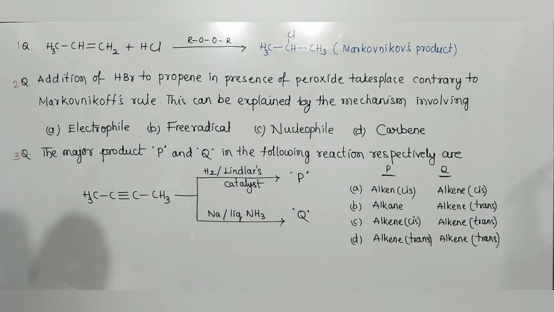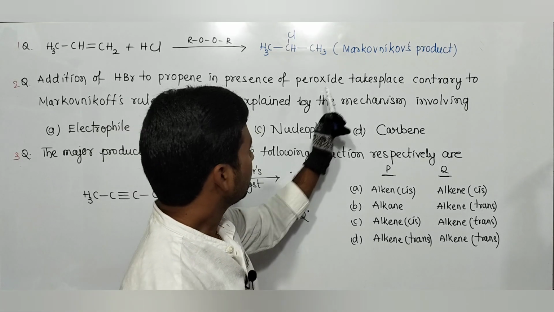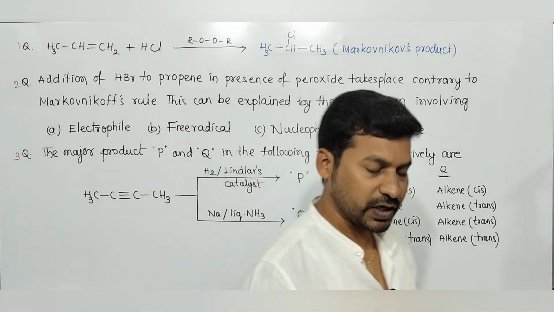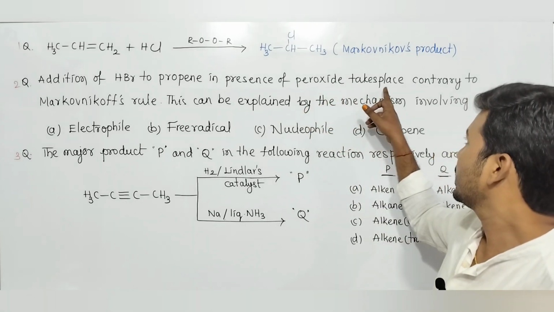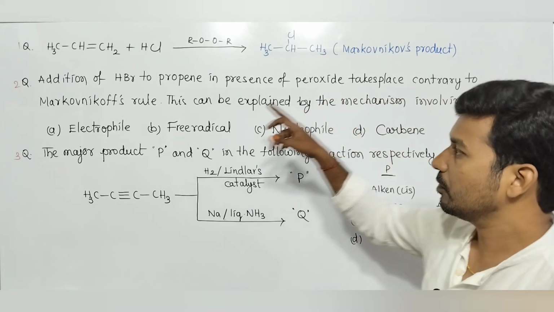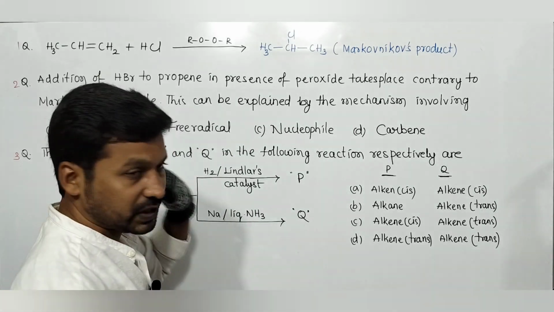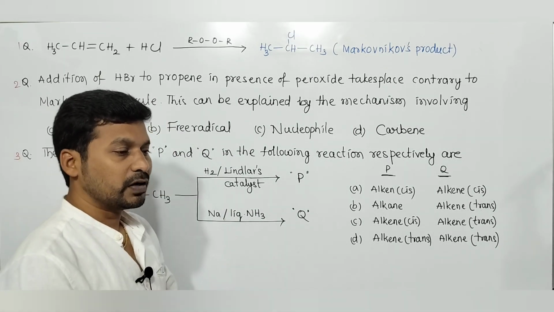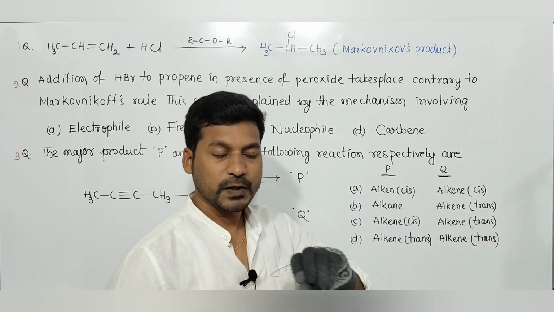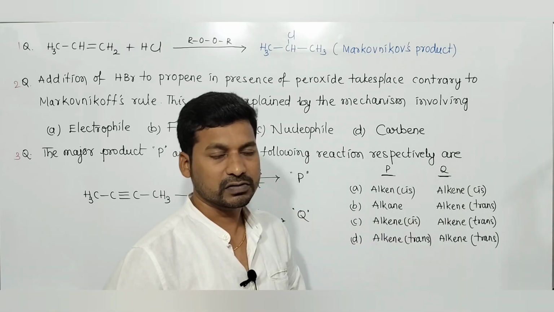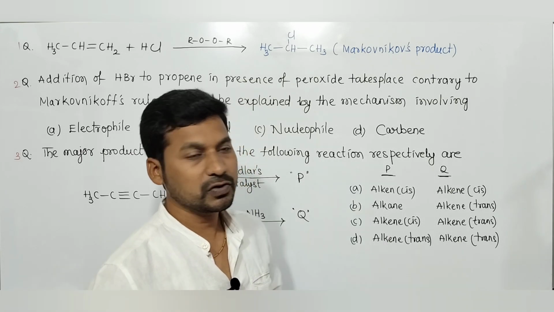Addition of hydrogen bromide to propene takes place in presence of peroxide. Addition of hydrogen bromide to alkene in presence of peroxide takes place contrary to Markovnikov's rule. That means anti-Markovnikov's rule. This is not a question, it is a statement, and it is the correct statement. In presence of peroxide, the reaction takes place opposite to Markovnikov's rule.